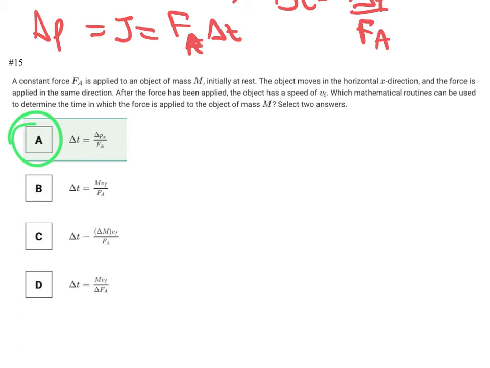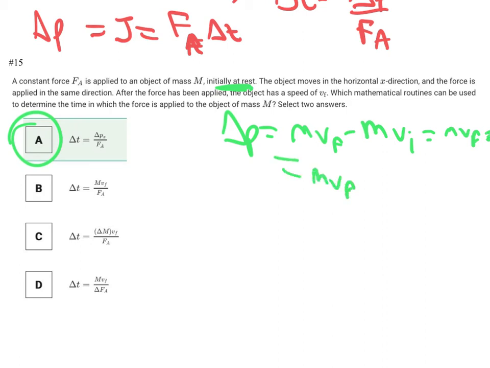But it's not that hard because we're initially at rest. So delta p, which is mv final minus mv initial, is mv final minus 0. So delta p is mv final. So I go over here and I say this is mv final over Fa. And look, that's answer B. So that's all that was.